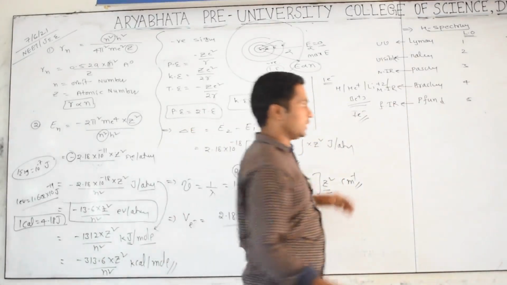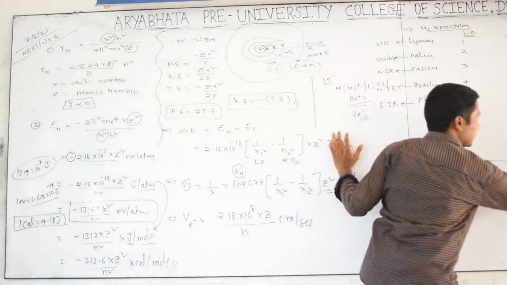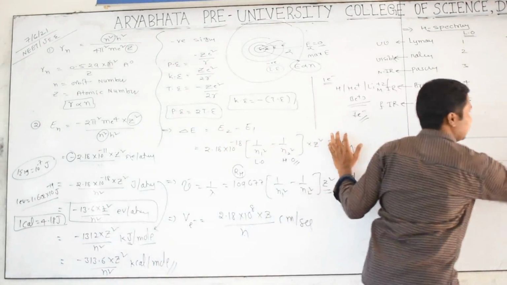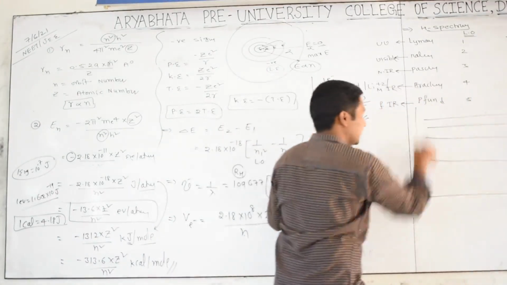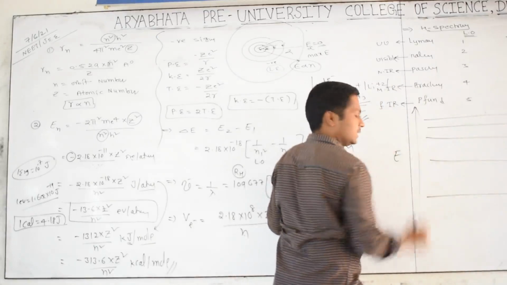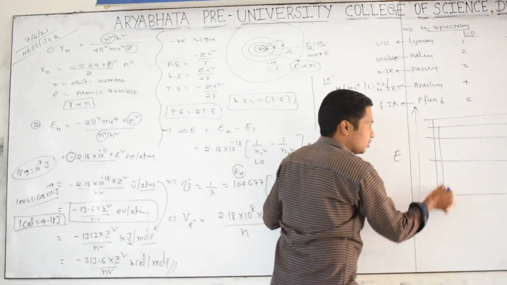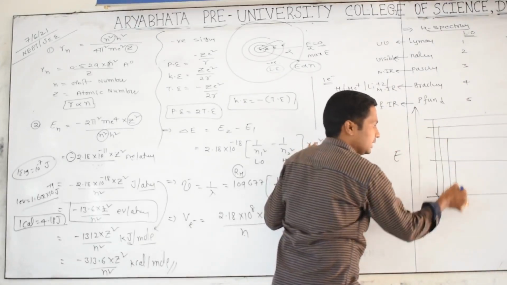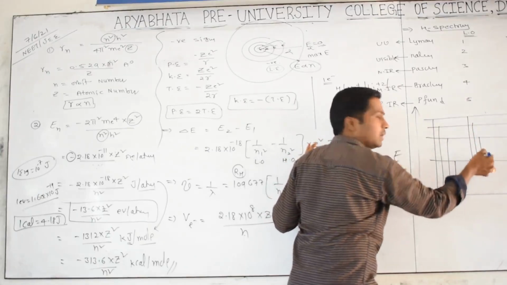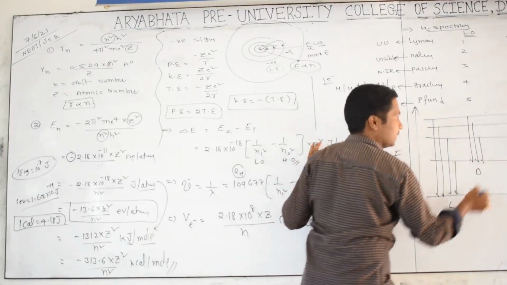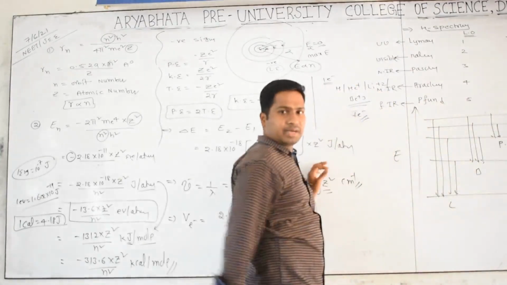Just I will tell you one thing. If you take this as the first level, this is the second level, third level, fourth level and fifth level. This is the energy increasing order, already we discussed. When the electron jumps from any higher level to the first level, that is called Lyman, and like that, falling down to this level is called Balmer. This is Balmer, this is Lyman. This is called Paschen, and Brackett and Pfund will be coming.